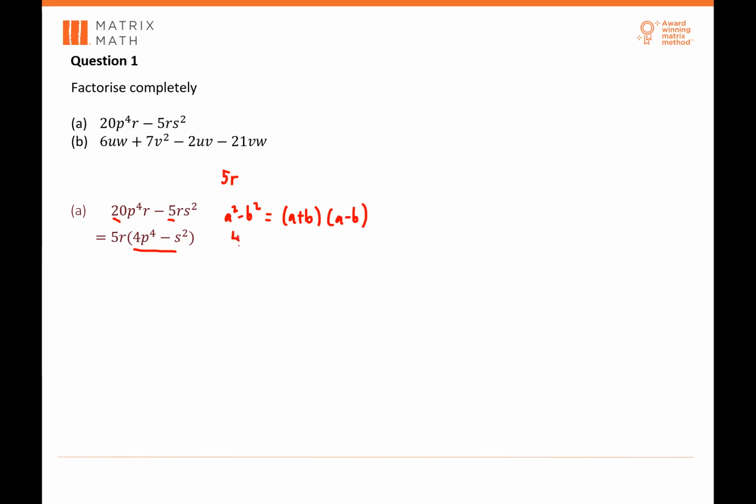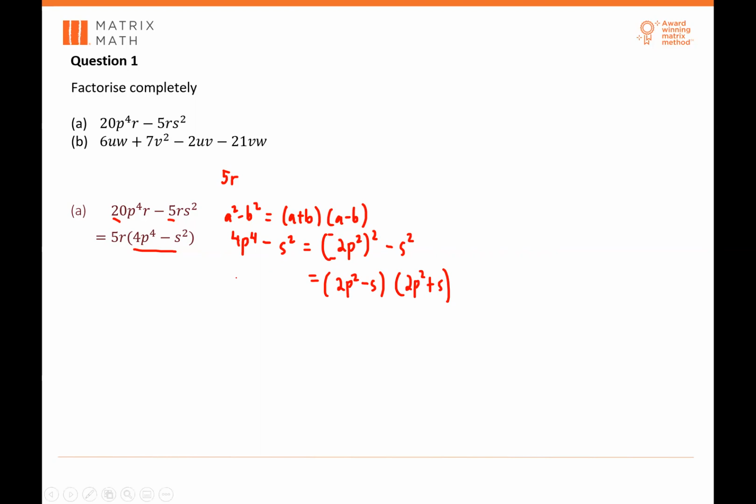If you have 4P power 4 minus S squared, if I want to factorize this, maybe I put this in brackets first. This is your 2P squared, power 2, minus your S squared, which means that your A over here will be 2P squared. Your B will be S. So if I were to factorize this, I get 2P squared minus S and 2P squared plus S.